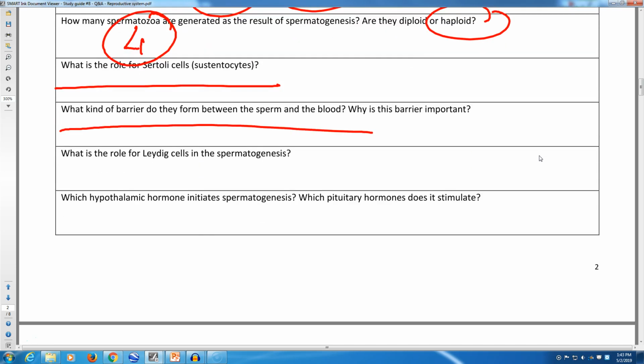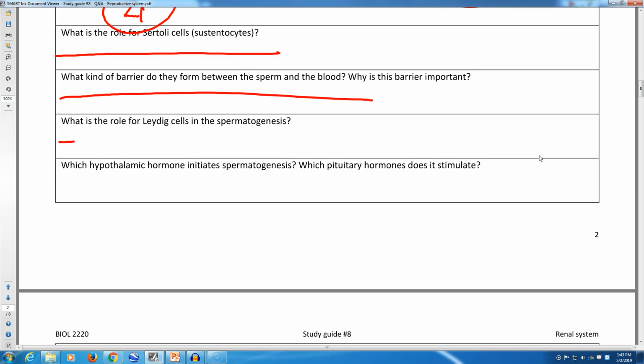Sertoli cells direct the development of the sperm. They form the blood-testis barrier. It's important to prevent the immune reaction to the sperm. Leydig cells supply testosterone.